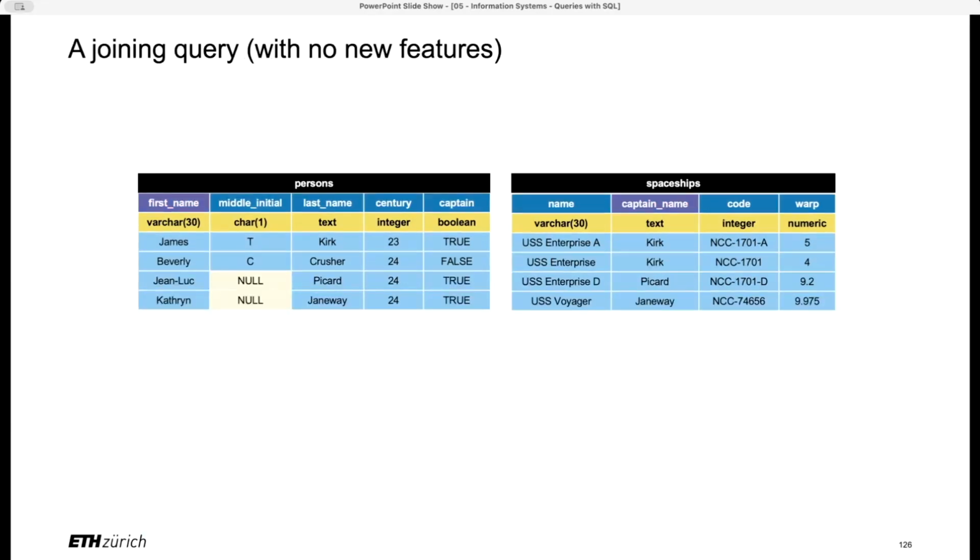Next. How could we build a theta join that joins these 2 tables on, you probably guessed where, the last name on the left and the captain on the right? I would like the last name on the left to match the captain name on the right. Can you find any way to do it in SQL without introducing anything new, only with things that I've shown you so far? Can you write a SQL query that does that? A theta join on these 2 tables.